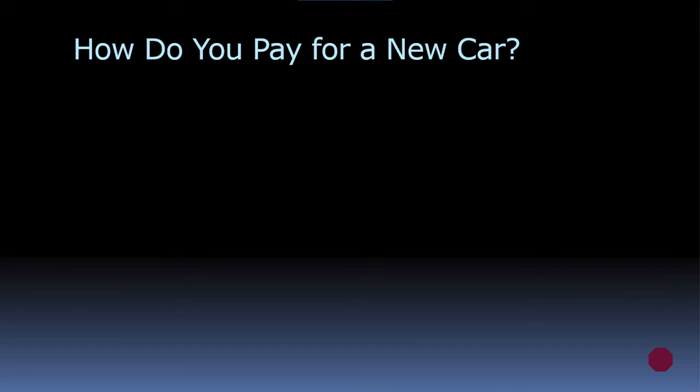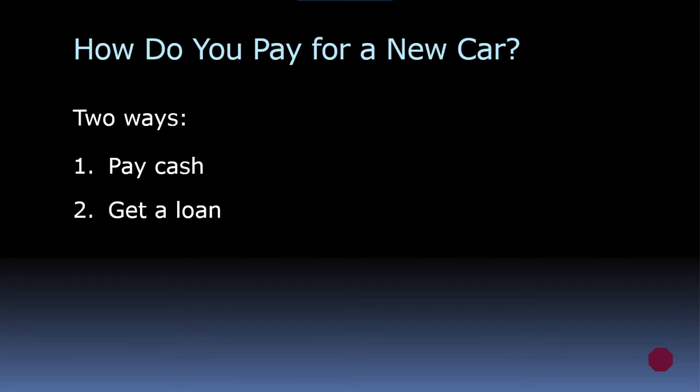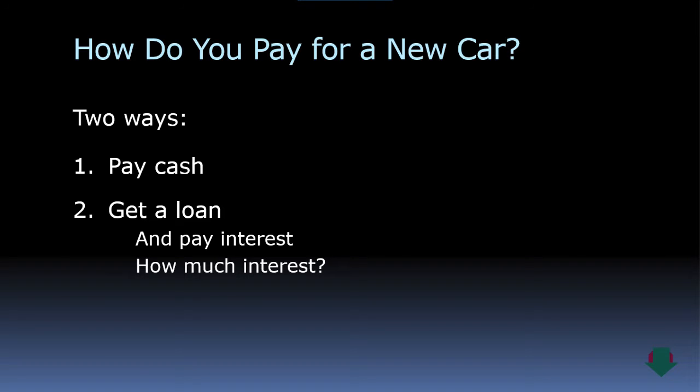If we're going to buy a car, how do you pay for it? Well, there are two ways. Number one is you could pay cash, and if you're very lucky, you might be able to do that. But most of us do something else. We get a loan. And when we get a loan, the bank or whoever loans it to us expects us to pay it back plus interest. And how much interest? Well, we have to calculate that.